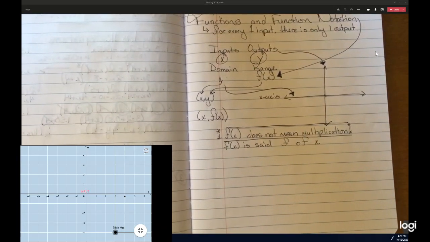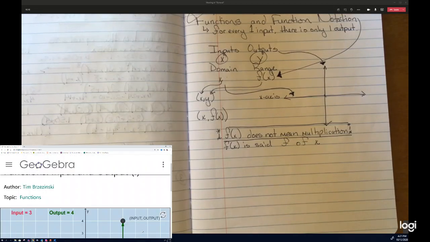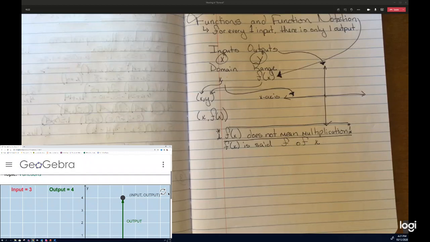Now, let's take a look here at the coordinate graph on my picture-in-picture, and it's in slide. Input, see down here on the bottom in red? Inputs run along the x-axis. Y is output. Input and output. The input is 3 and the output is 4.